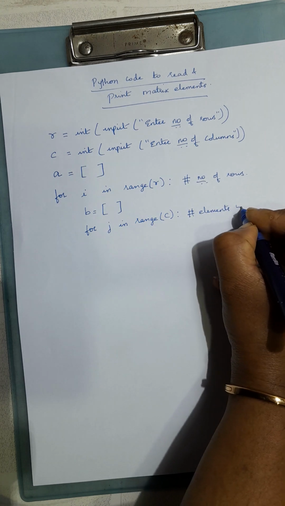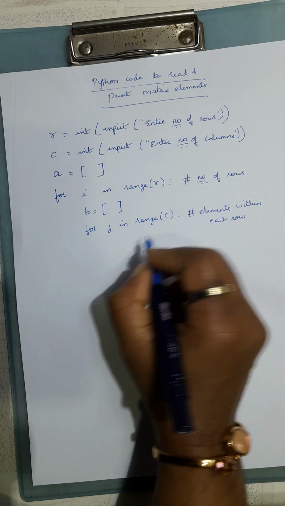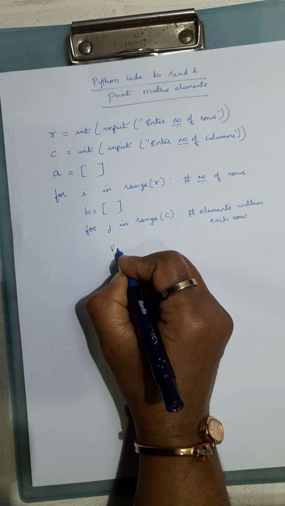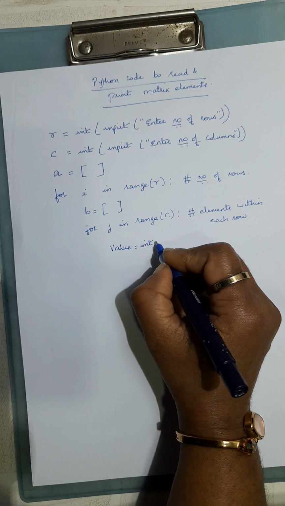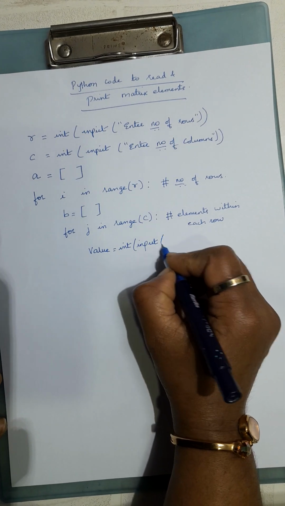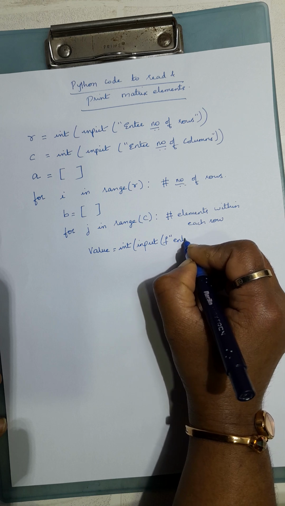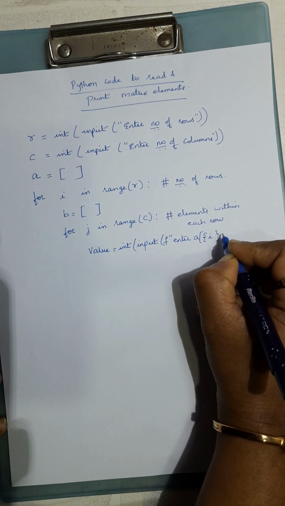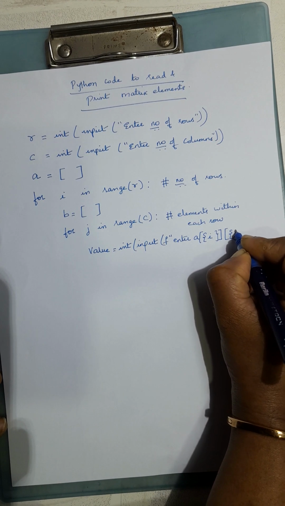After that, there's one more for loop: for j in range of column elements within each row, which means the columns. We are going to read the columns. Now, within that, I'm going to read one value after the other. value is equal to int input using the format operator f. I'll tell you why. Enter A of curly bracket i close curly bracket j.